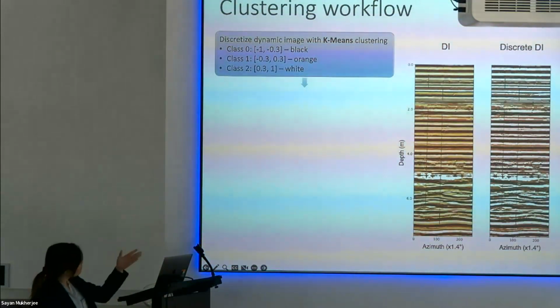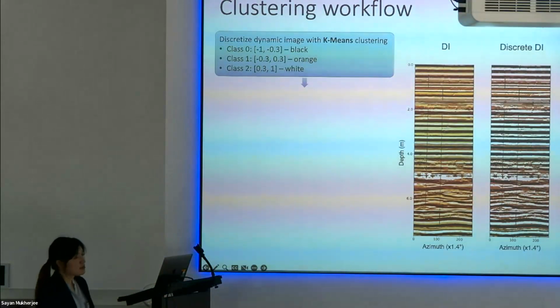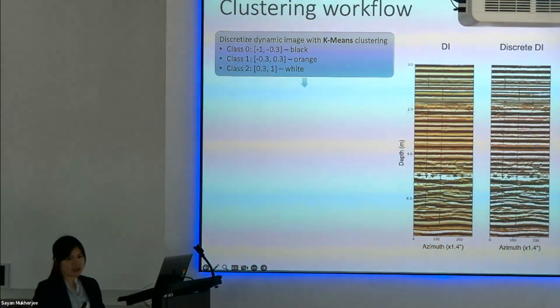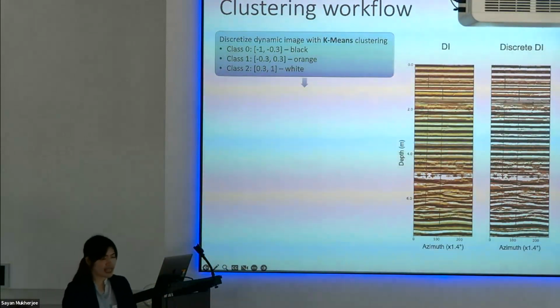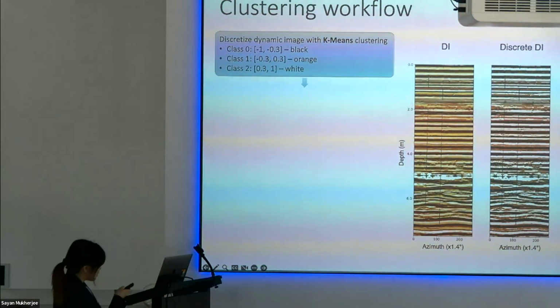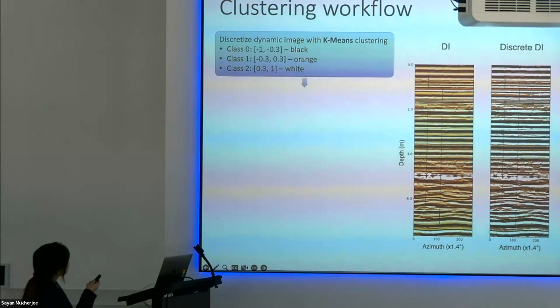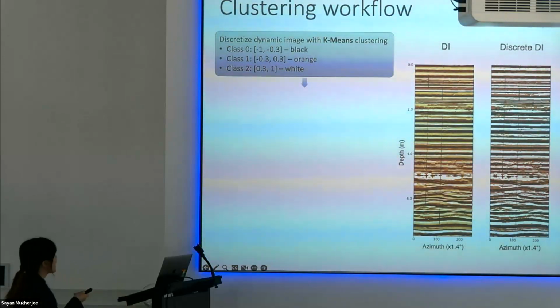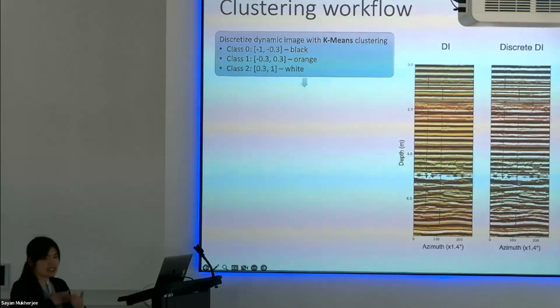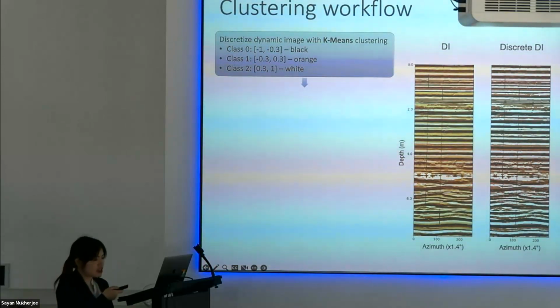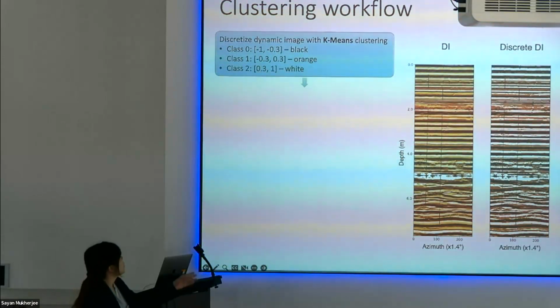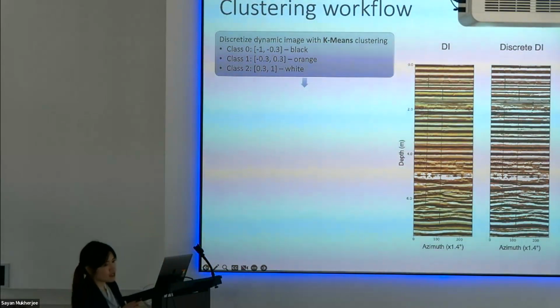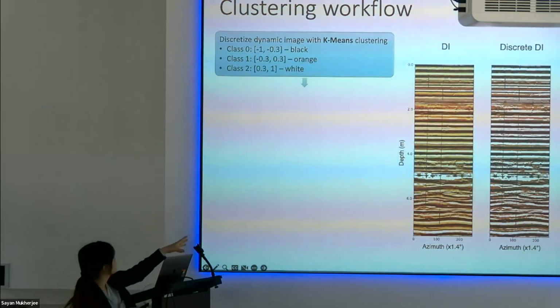In this workflow, we only attend to the dynamic image logs, which show detailed structures and textures, because we want to get fine scale lithofacies. In the first step, we apply k-means clustering to all the pixels of the dynamic image and separate those pixels into 3 classes. From class 0 to class 2, the color intensity increases. Based on the results, we can get a discrete dynamic image where class 0, 1, and 2 pixels are plotted in black, orange, and white.